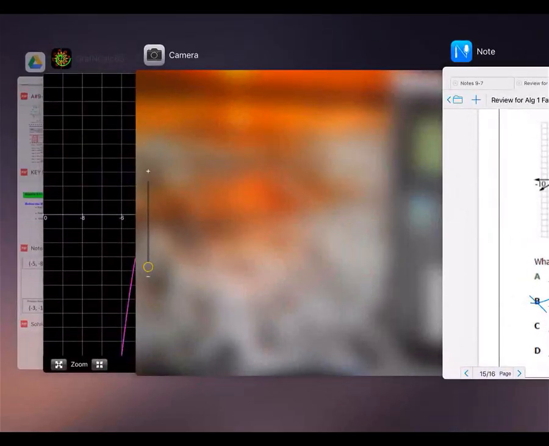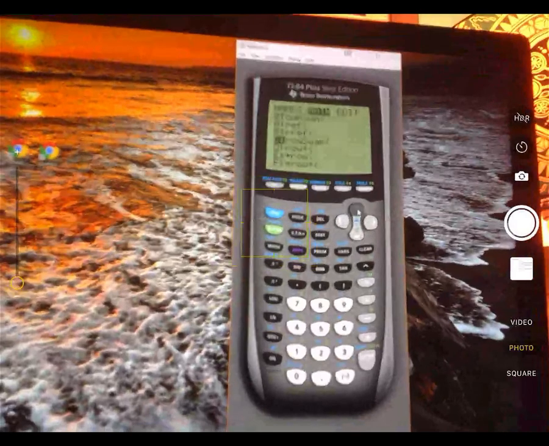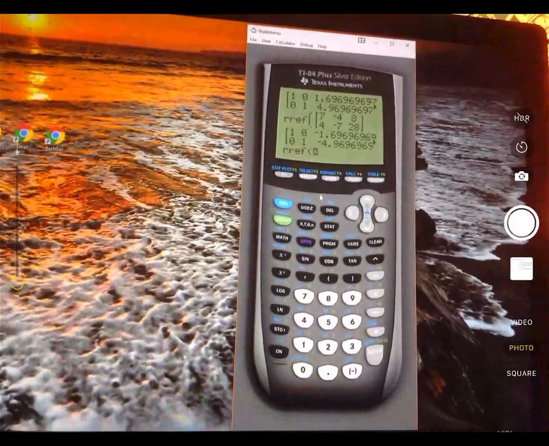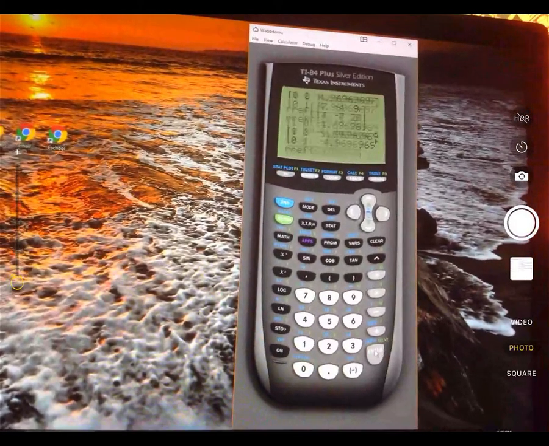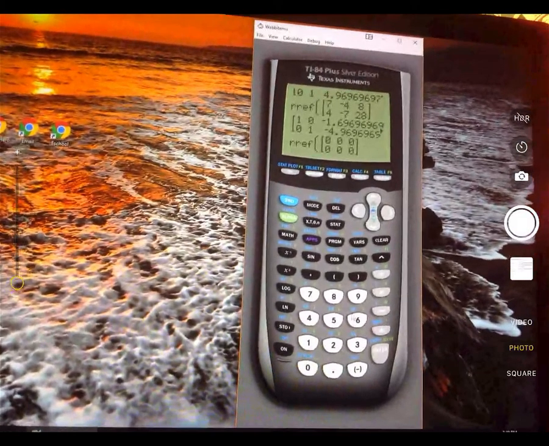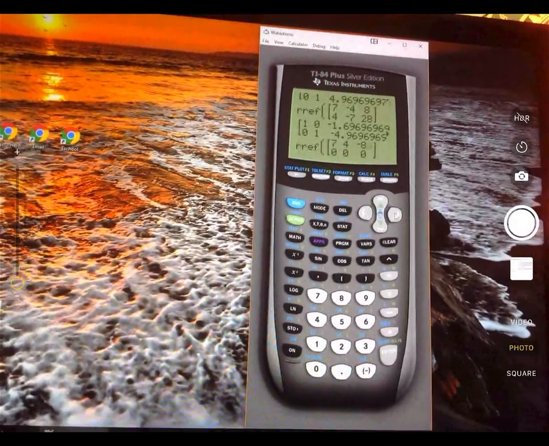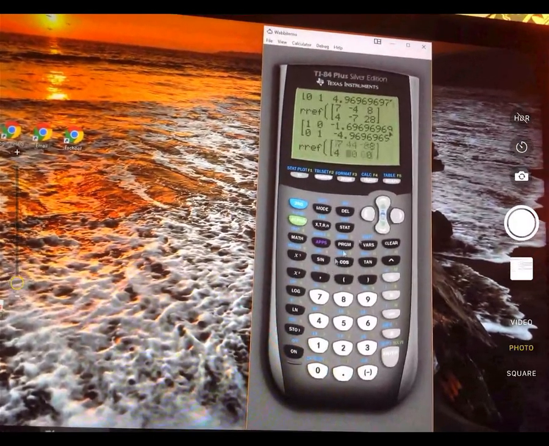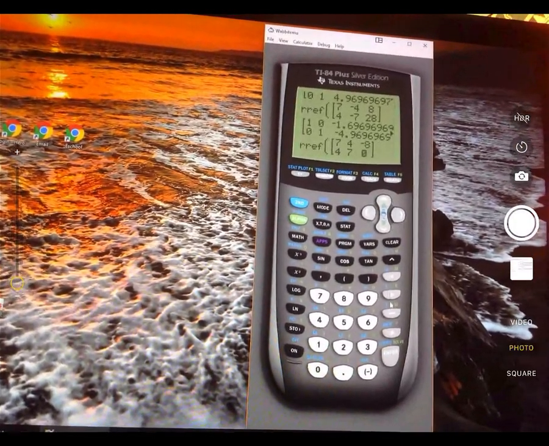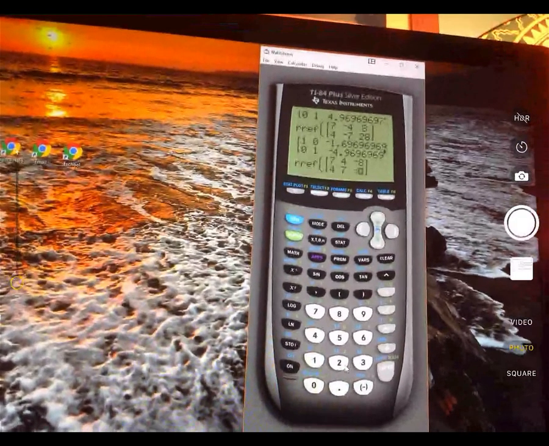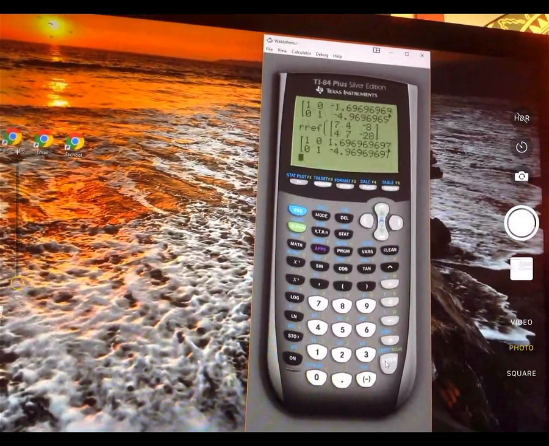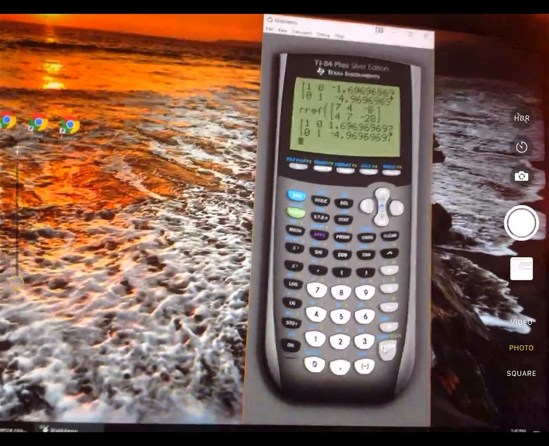So with C, second, matrix, math, B, into alpha zoom, 2 by 3, into 7, 4, -8, 4, 7, -28, and we get 1.7, -4.97.